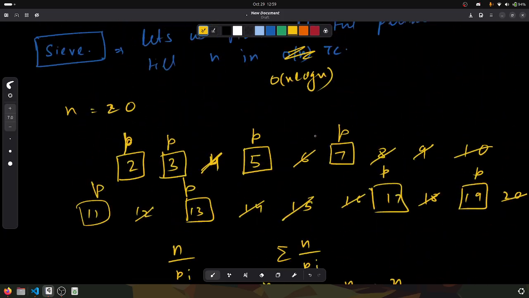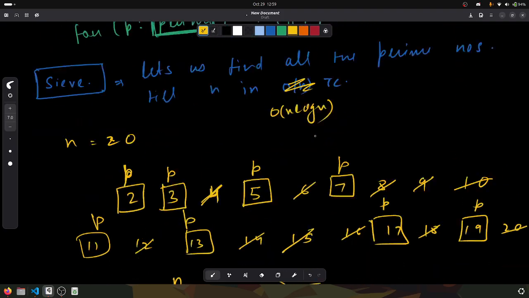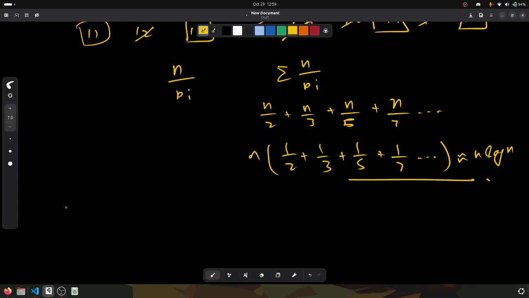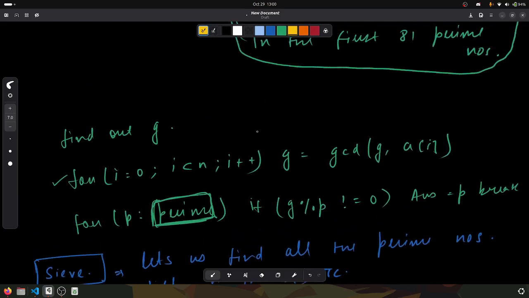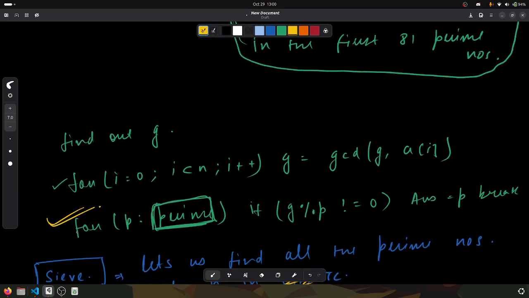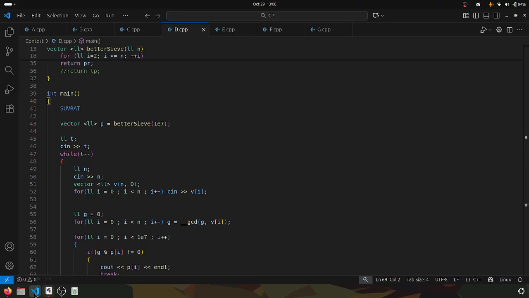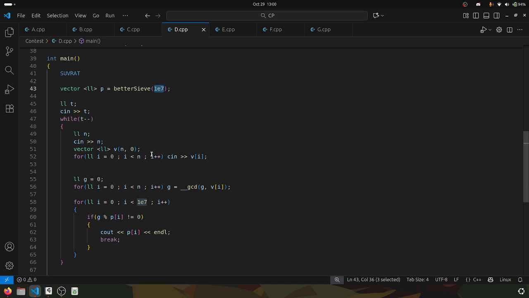So that is how we can find the prime numbers. So we can just run sieve till something like 1e7, that obviously has a lot more prime numbers than 80, and then simply follow this for loop to find the answer. So I'll show you guys the code. So better sieve is a function that runs that sieve and will give me all the prime numbers till 1e7. And I have done this pre-calculation, so this will not be included in the overall time complexity for each test case.